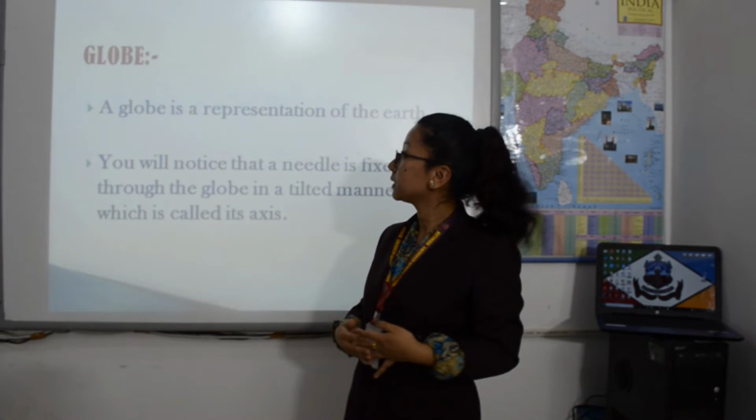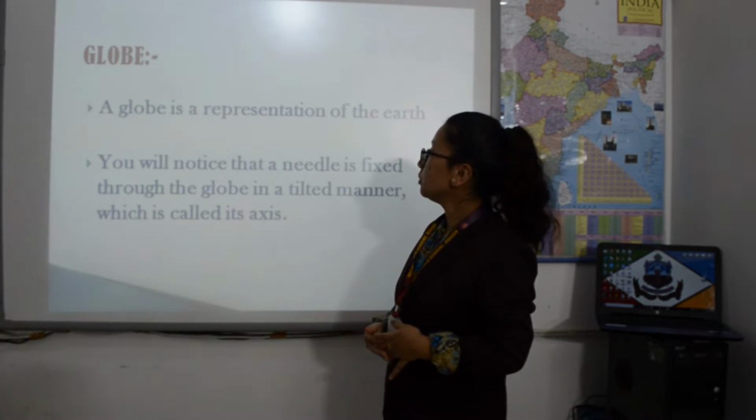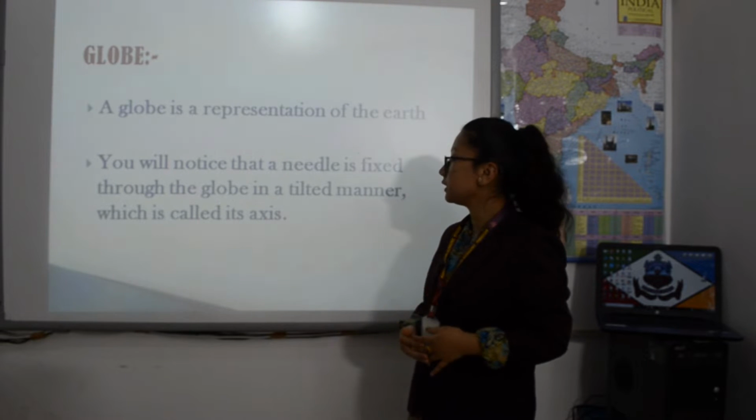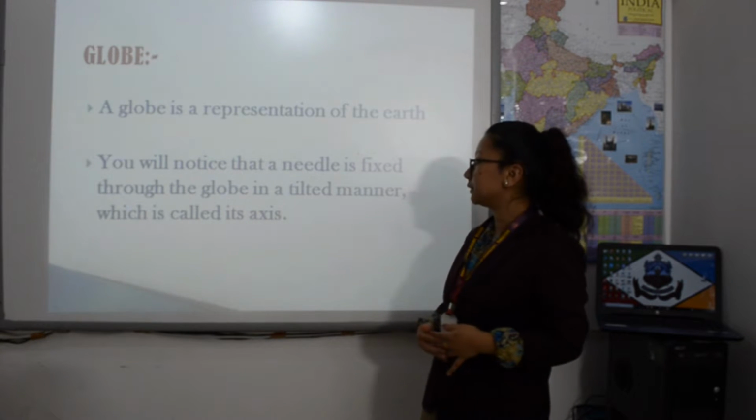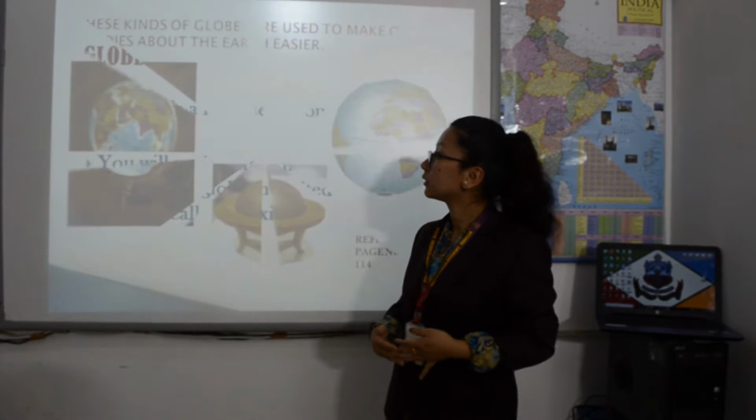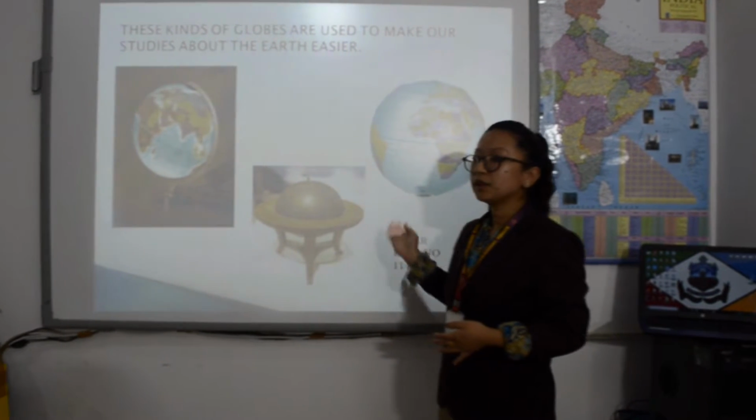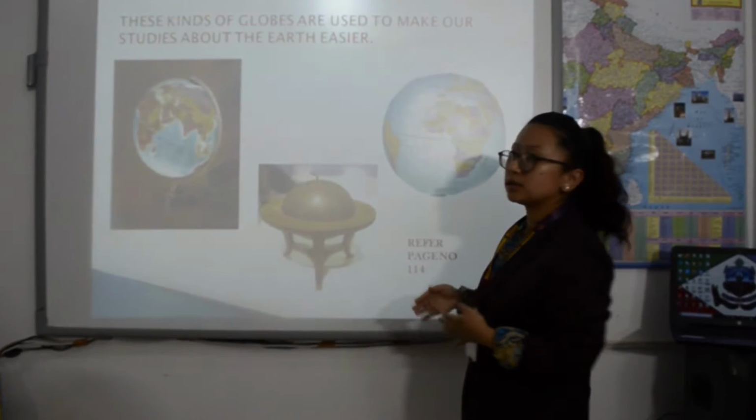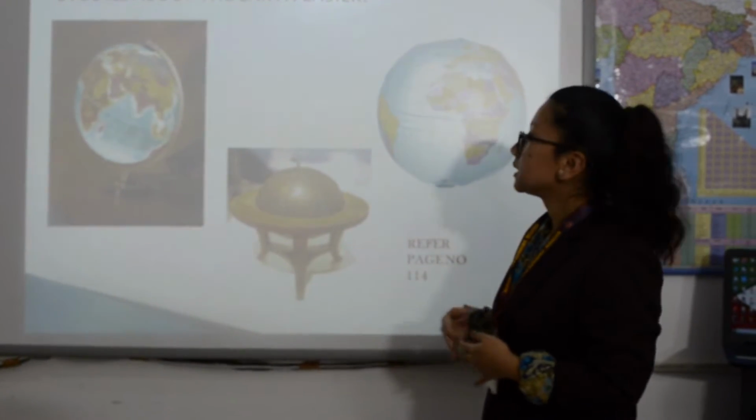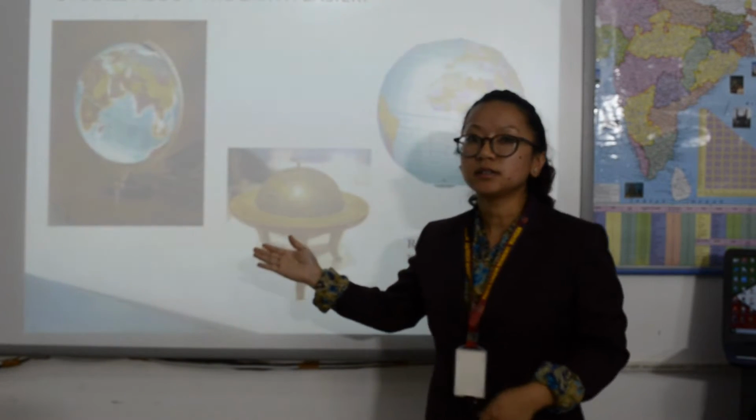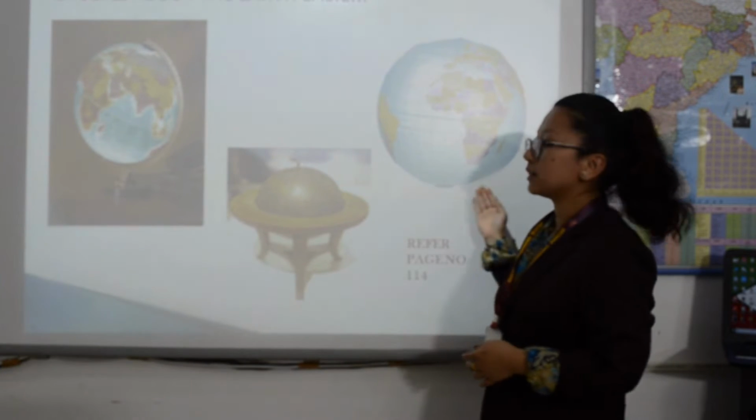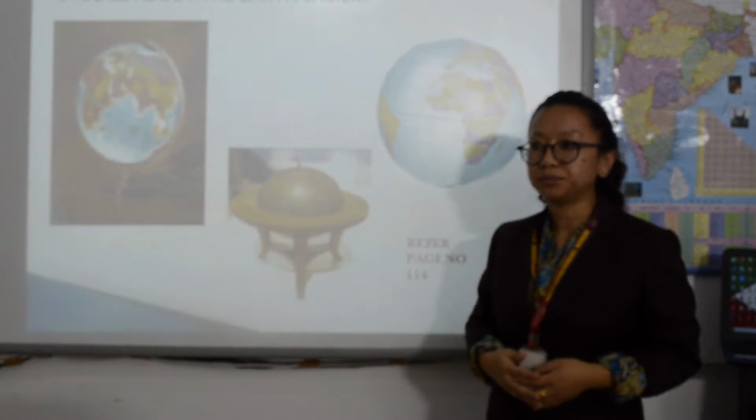So our next topic is globe. A globe is a representation of the Earth. You will notice that a needle is fixed through the globe in a tilted manner, which is called its axis. So these are the various kinds of globes that are available in the markets. The first figure is the table globe, the second one is the floor globe, and the next one is the inflatable globe.